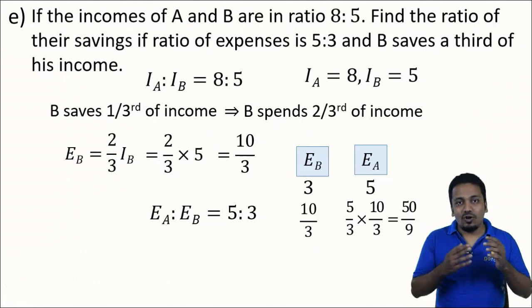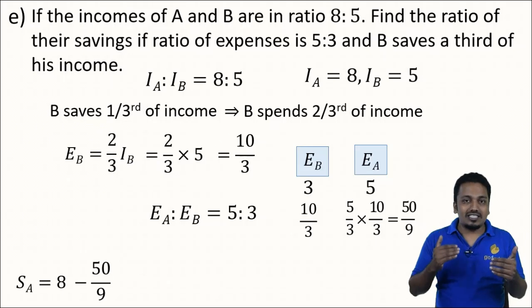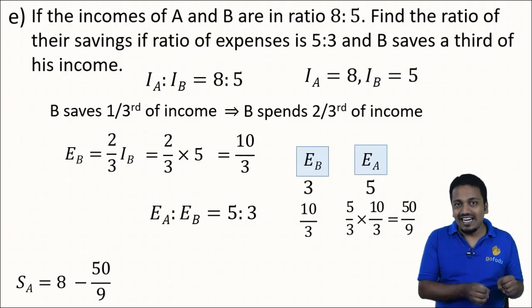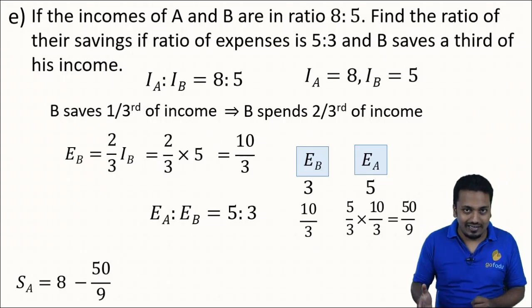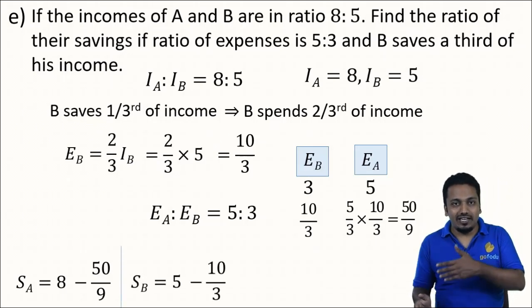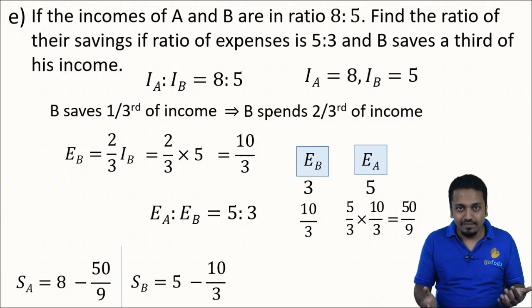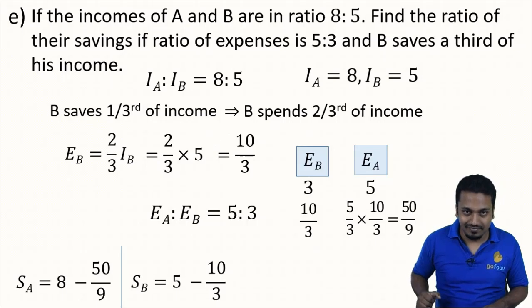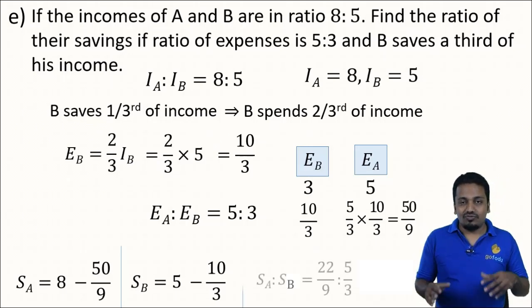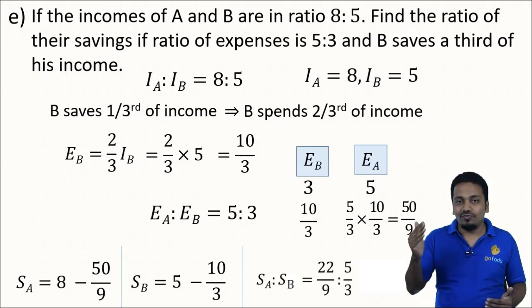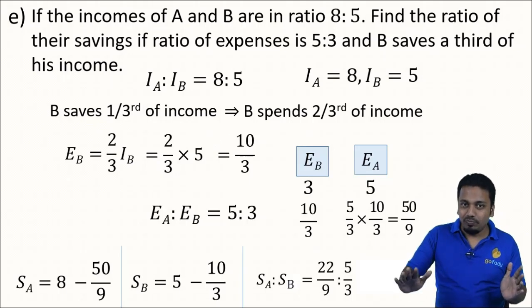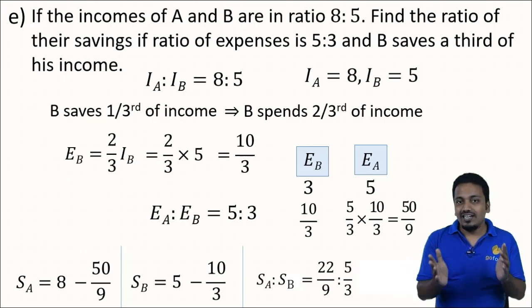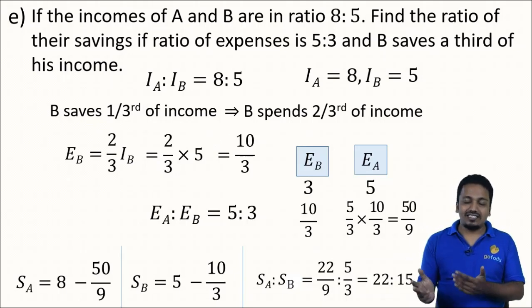So savings of A would be income of A minus expense of A. That is 8 minus 50/9, which will be 22/9. And savings of B would be income of B minus expense of B. That would be 5 minus 10/3, that is 5/3. The ratio will come out as 22/9 is to 5/3. We can multiply this ratio throughout by 9 and get 22:15 as the final answer.